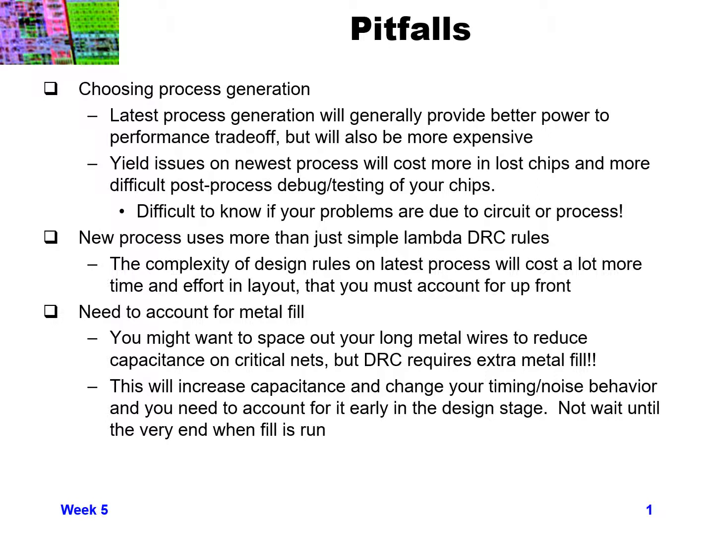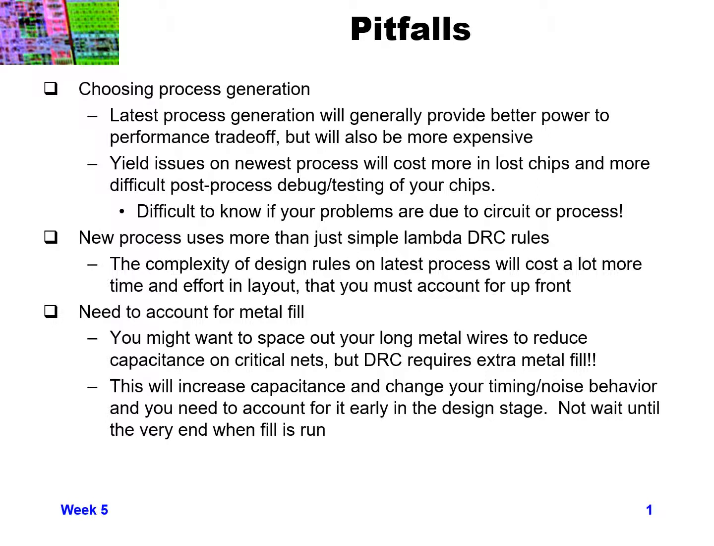Second, yield issues on a newer process. Generally, a new process doesn't have as much debug having gone on, and so your yield tends to be lower, which means you're going to lose more chips. You're going to manufacture these chips, but fewer of them are actually going to work. Fewer percentage of them are going to work.